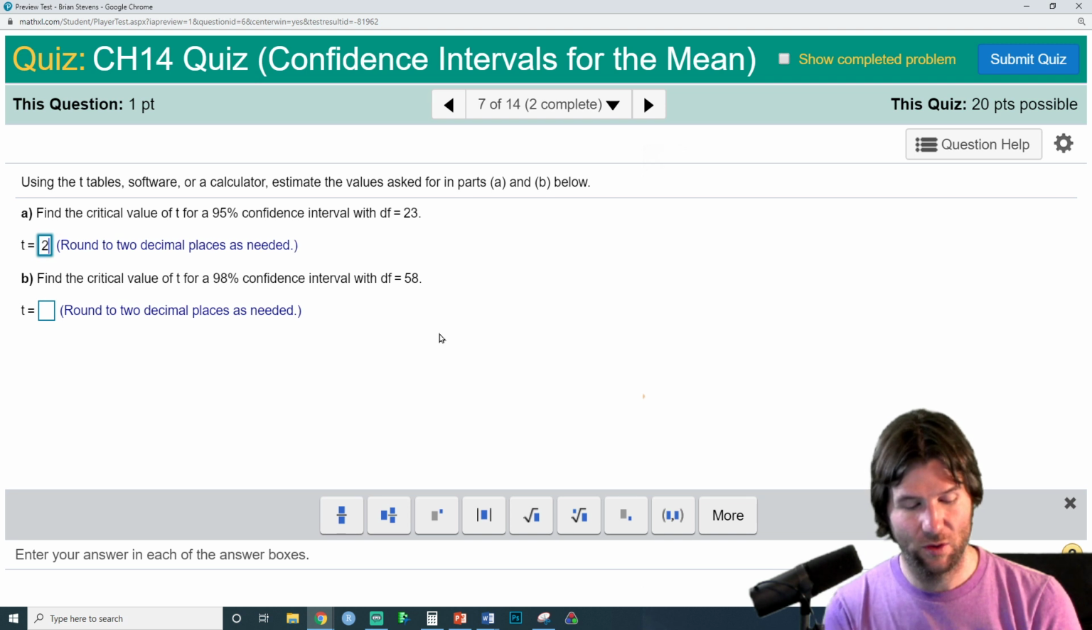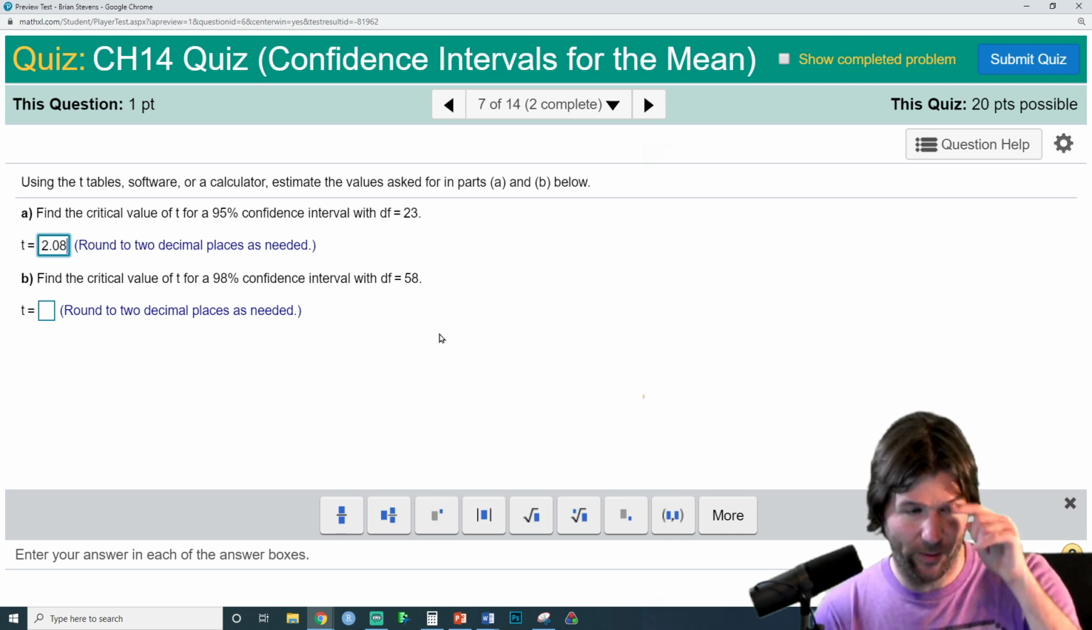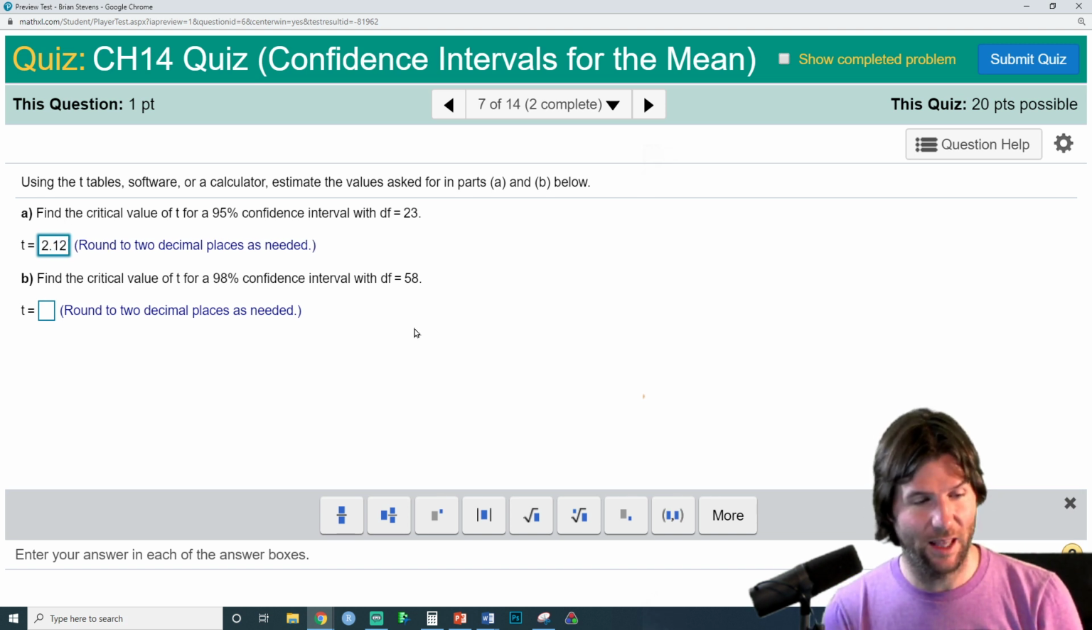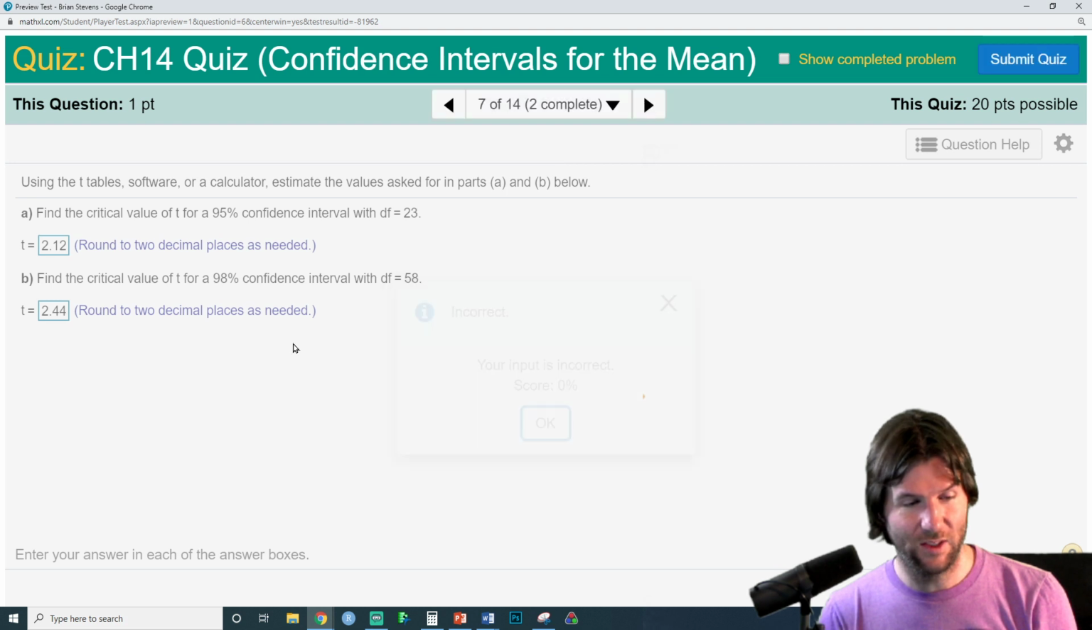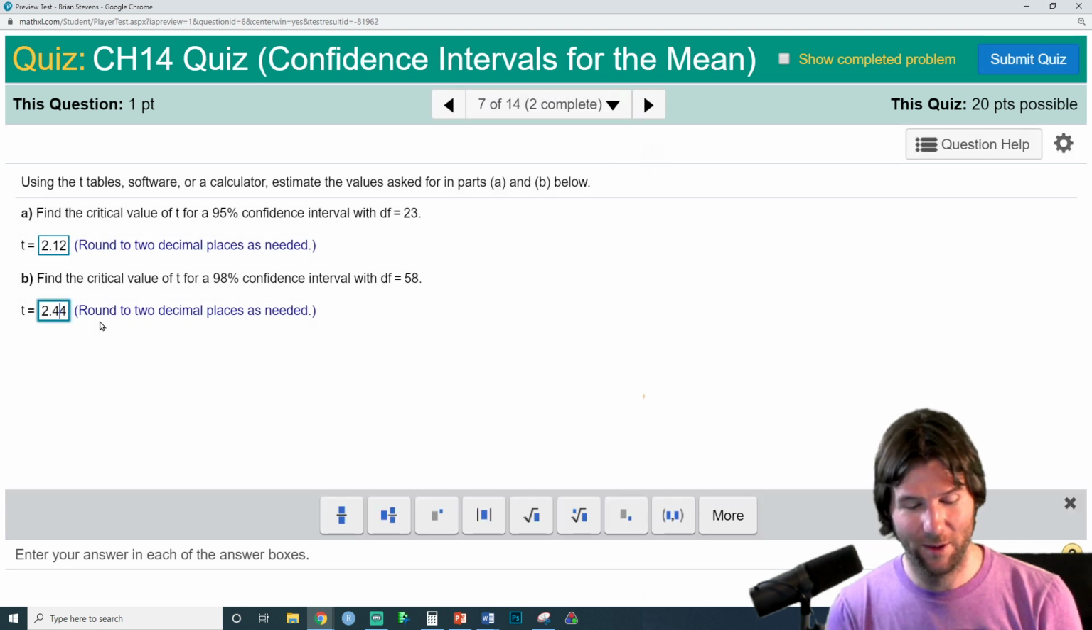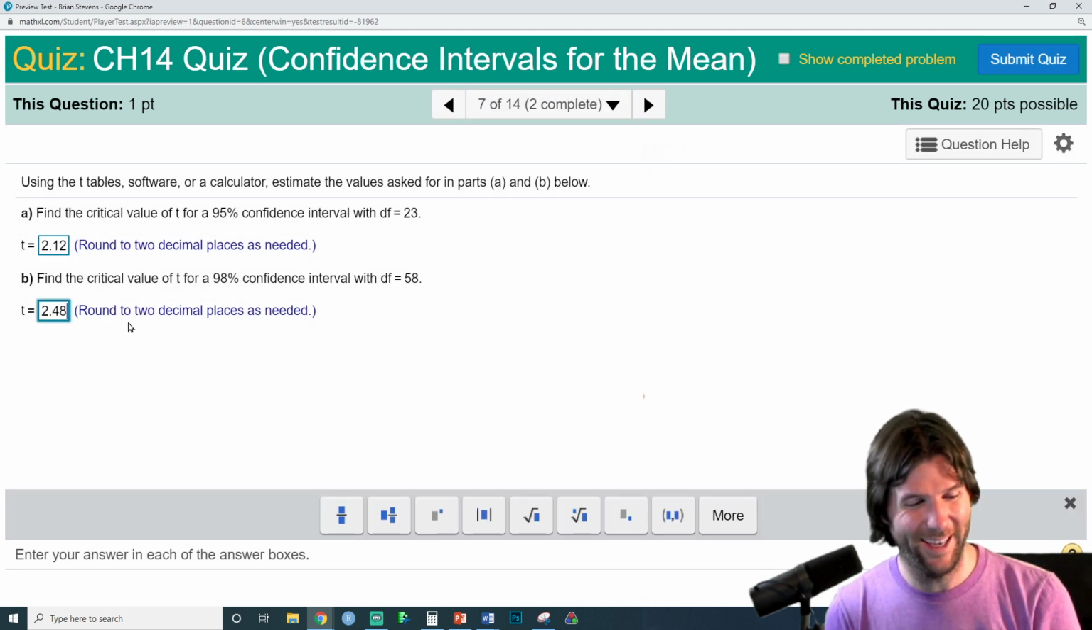So let's do the rat maze one next, the psychology experiment rat maze. It's going to be like that, that's my guess on that one. And then 2.42. Let's try it. No! Oh, that's way off.